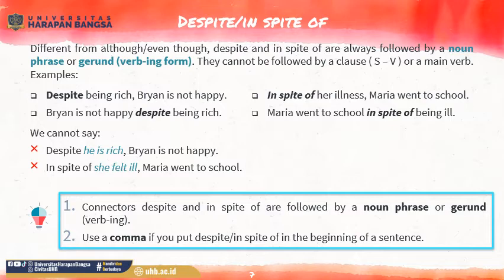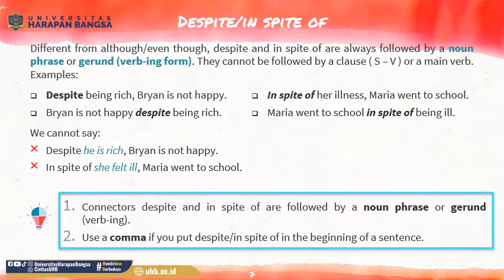Despite being rich, Brian is not happy. Atau kita bisa ubah posisi despite ke belakang tanpa koma ya. Jadi kalimatnya menjadi Brian is not happy despite being rich. Next example. In spite of her illness, Maria went to school. Ada konektor in spite of di depan, makanya kita pakai koma ya. Dan in spite of hanya diikuti oleh noun phrase di sini yaitu her illness, penyakitnya. In spite of her illness, Maria went to school. Atau kita bisa ubah in spite of di belakang. Kalimatnya menjadi Maria went to school in spite of being ill.